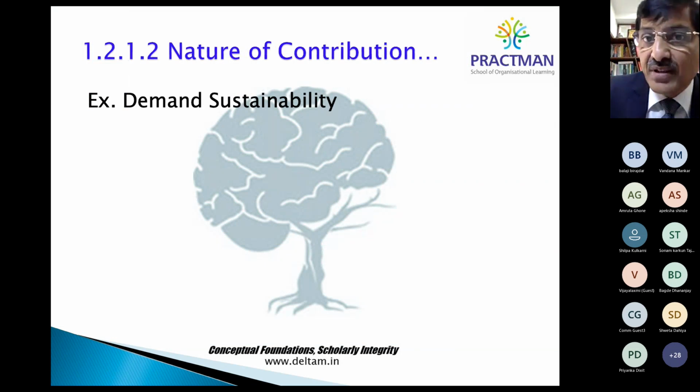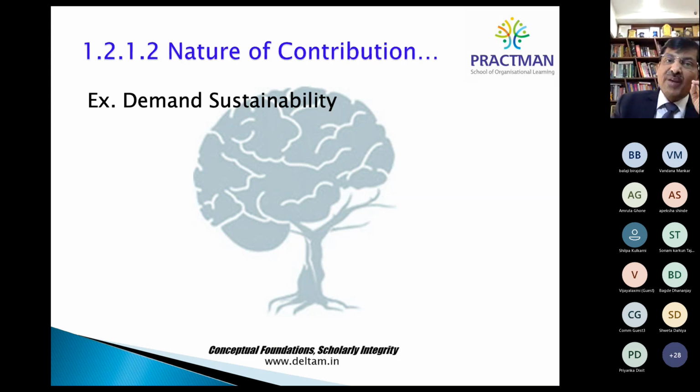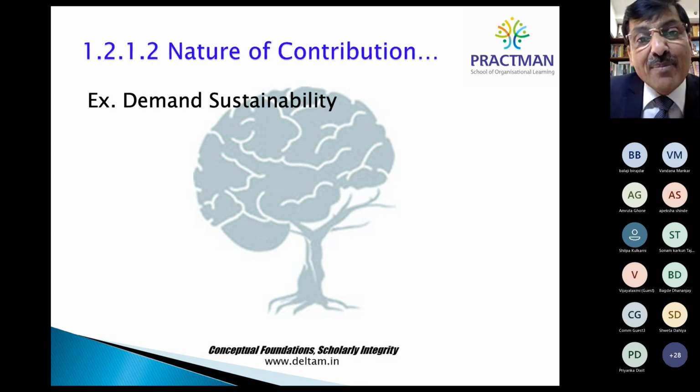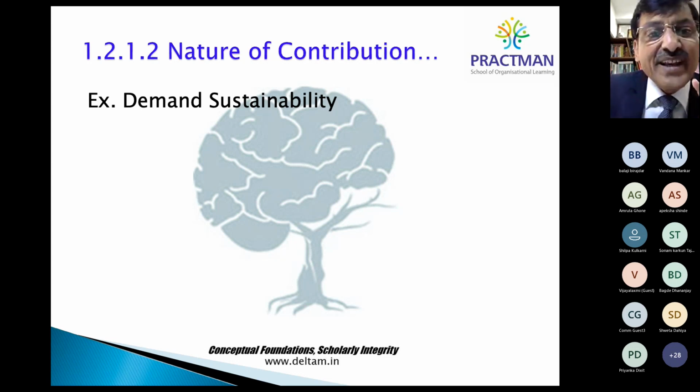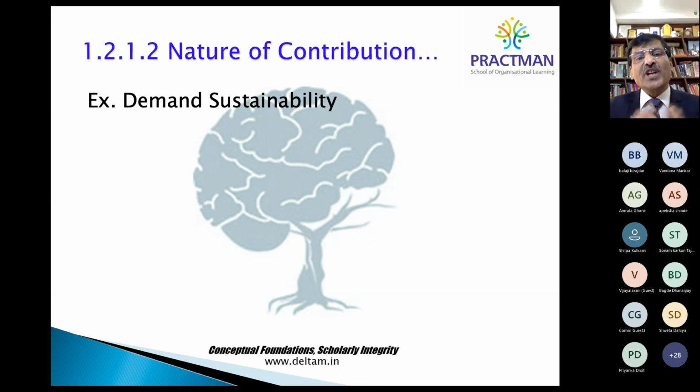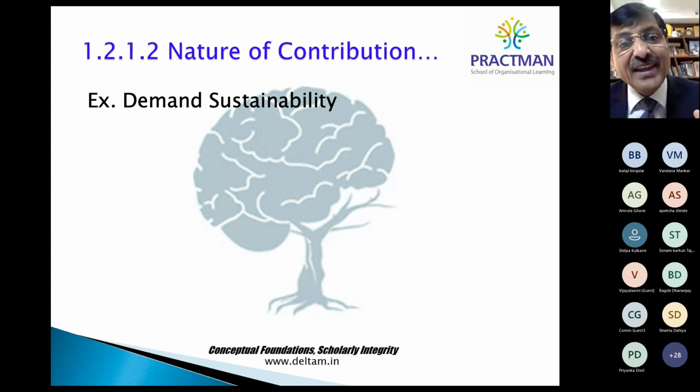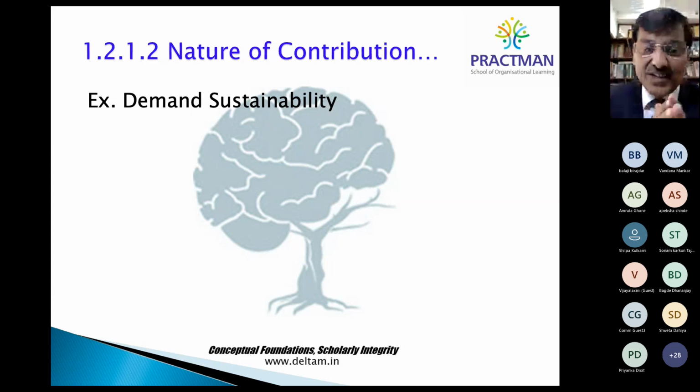Some researches can make different kinds of contribution. I had told you that three types of contributions are possible. One is you may make a theoretical contribution. Second is you may make a methodological contribution, or you may make a contribution in the form of generation of data. Let us take an example. Somebody does a research on demand sustainability. I did my PhD research on market expansion strategies. How do you expand the market for certain products? Rather than increasing market share of a company, can we expand the total market itself?